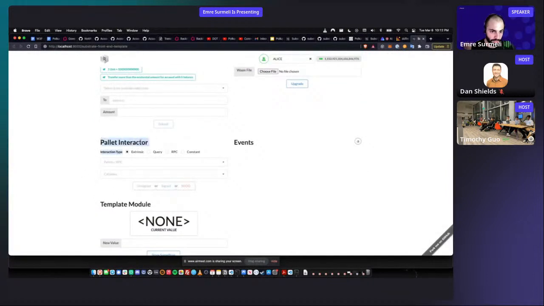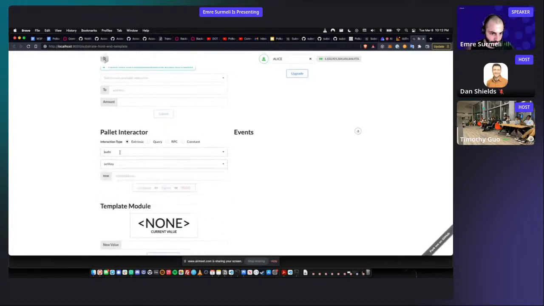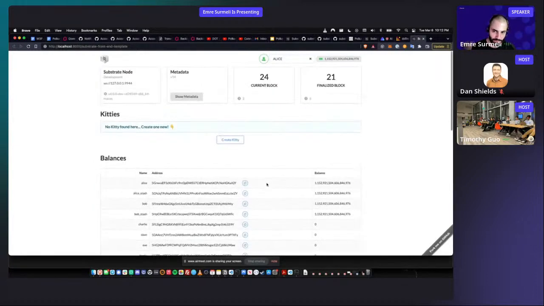We can take a look at all the pallets that we have. So as you can see, we have balances, grandpa, a Substrate kitties pallet. We'll talk about that. A sudo pallet that allows us to do a bunch of sudo stuff, so super user, system pallet, template module, timestamp. So, okay, we have this out of the box chain running, right? Very cool.